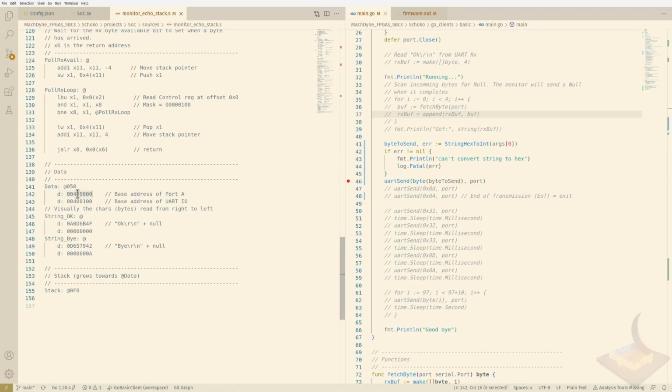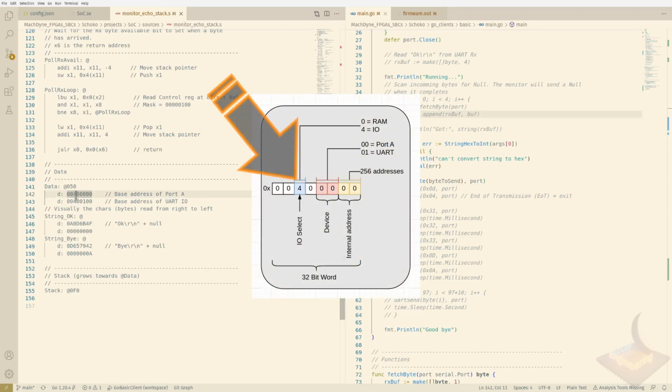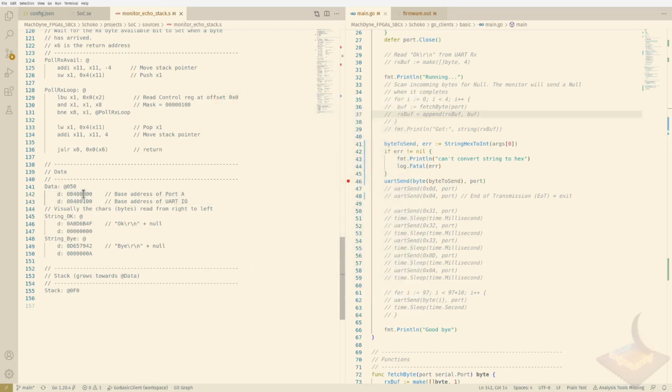Remember on that memory map, this bit here, 4, is going to set and tell us that we're dealing with I/O. We also need to do it for UART, but we also specify the UART device. This is specifying port A as the device, and this one specifies the UART. And then we have a couple of our strings, and the memory is little endian format, so the lowest byte is where the first byte of the character starts, and then we keep going upwards in bytes.